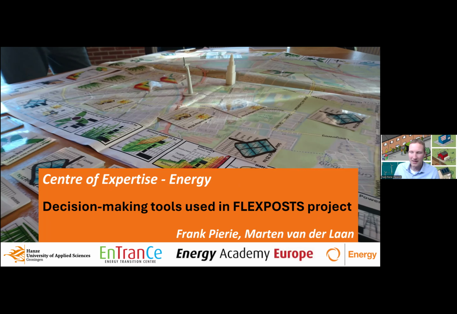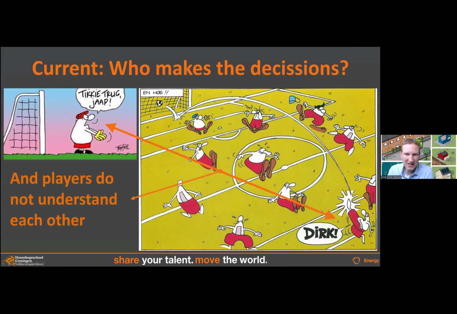And I like to start actually with this picture. This is a very familiar picture in the Netherlands. And this is a little bit how we see in the Netherlands how the energy transition sometimes is going. Because this is the worst soccer team in the world, also known in the Netherlands as FC Knudden.